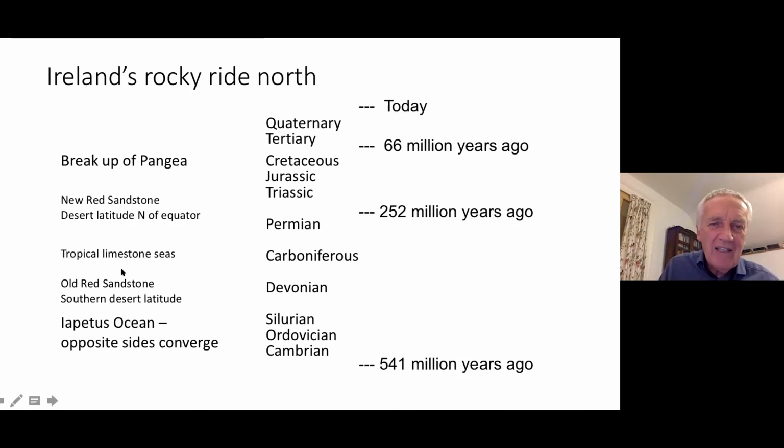And during the Devonian period, red sandstones were the order of the day. And these correspond, if you like, to the southern desert latitudes. The northward movement continued, and during the Carboniferous, Ireland was around the tropics. And we get tropical seas with that lovely Carboniferous limestone that I've mentioned a few times. But the northward migration continued, and during the Permian and Triassic, we were back in the latitude of deserts, and the new red sandstone was what was deposited. And by this time, Pangaea was well put together, and from the Jurassic onward, Pangaea broke up.